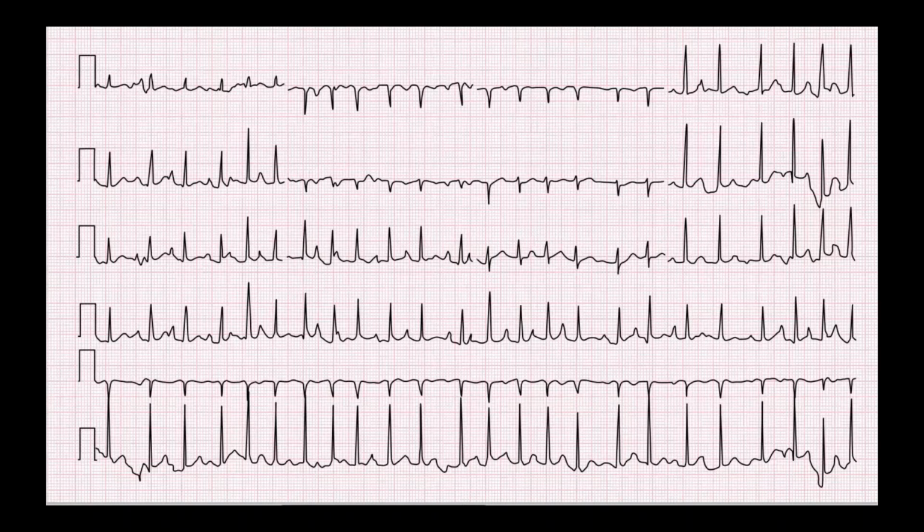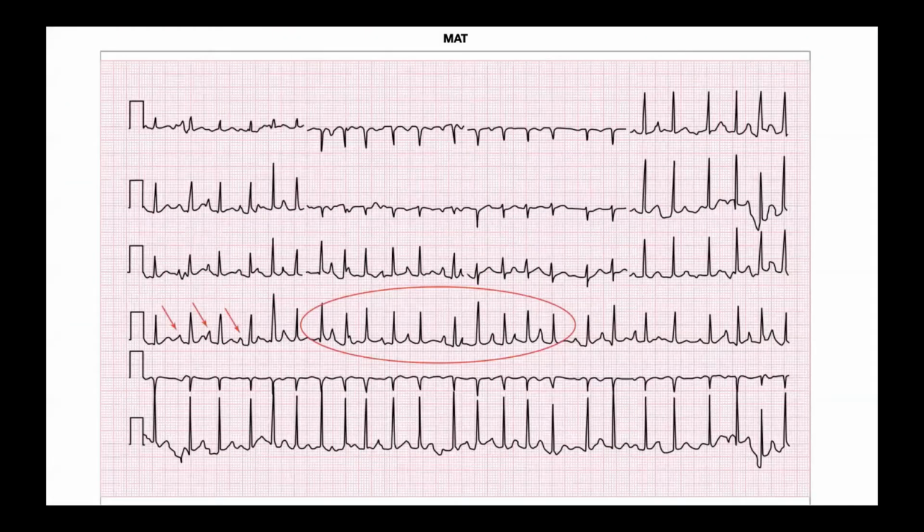So there is P wave, and for each P you have one QRS. So 1-to-1 is the conduction. And the P wave is not of one morphology. So you have P here, you have P here, you have P here, which are different in morphology. Yes, more than 3 morphologies. So most likely atrial tachycardia. Atrial tachycardia only or multifocal atrial tachycardia? Multifocal atrial tachycardia. Multifocal atrial tachycardia, excellent.